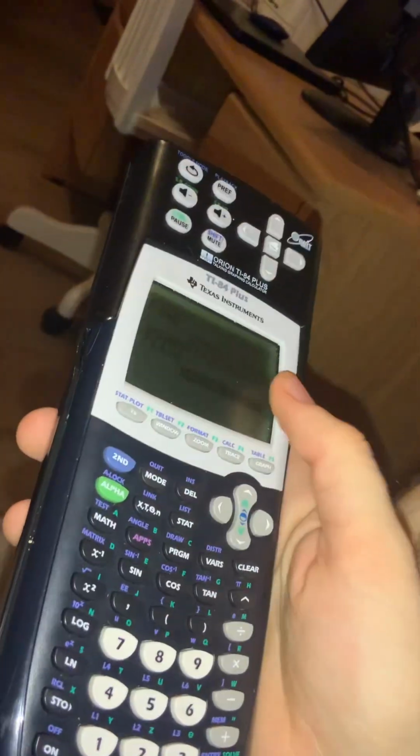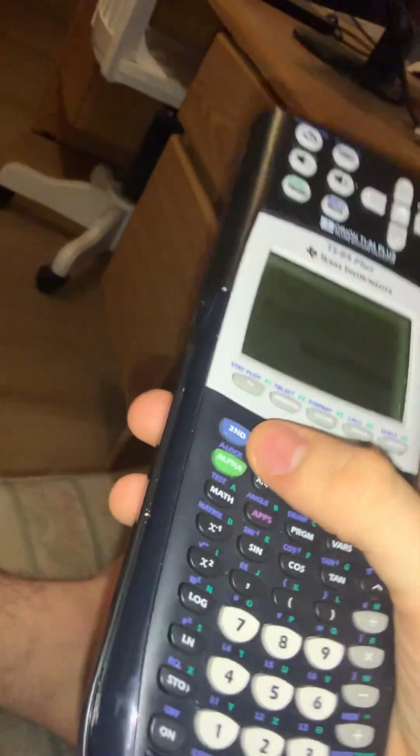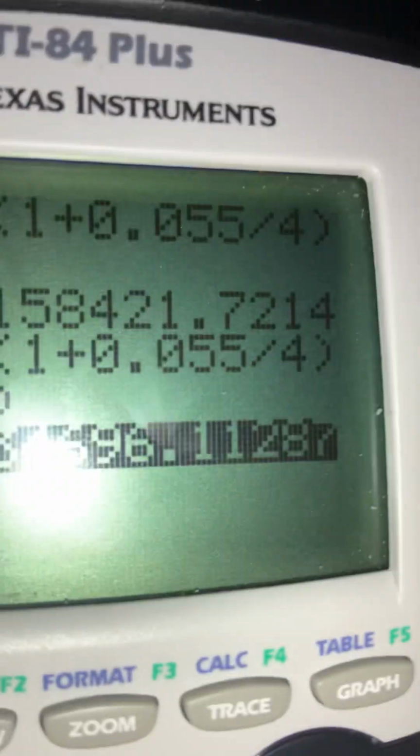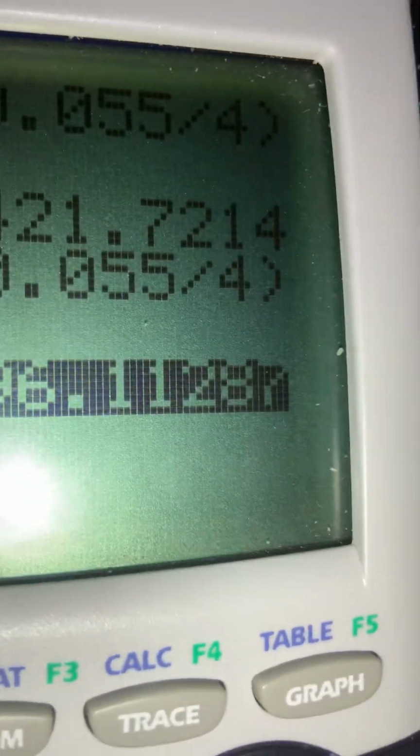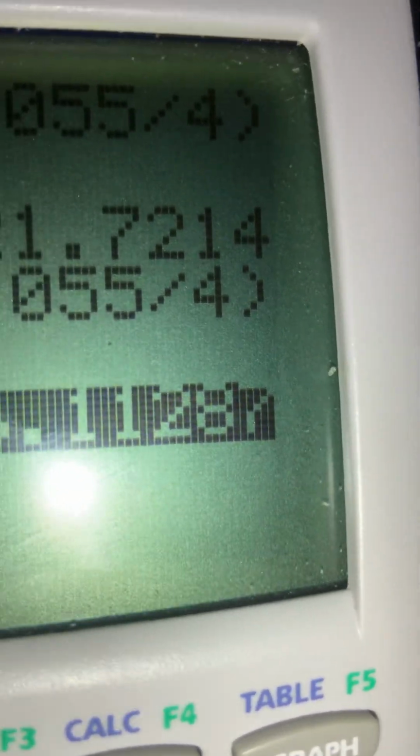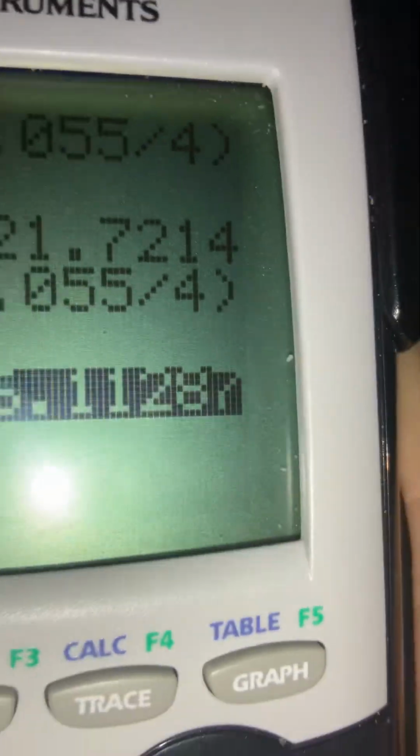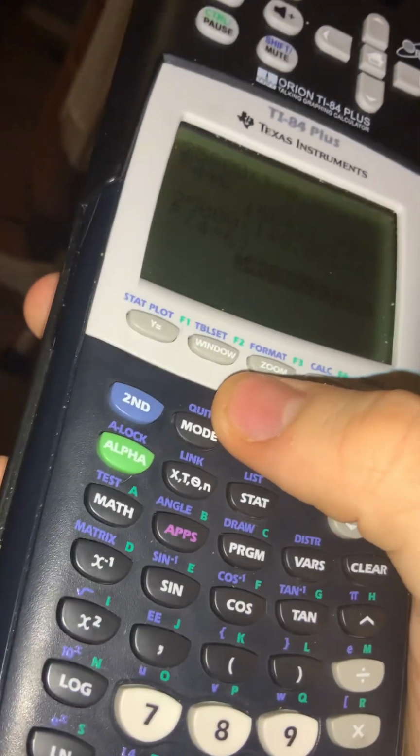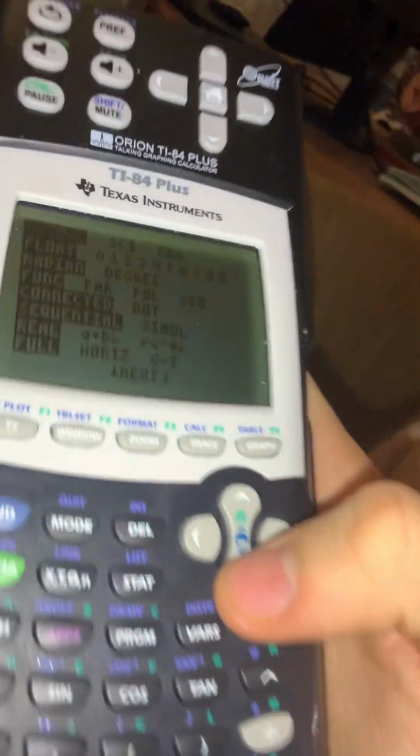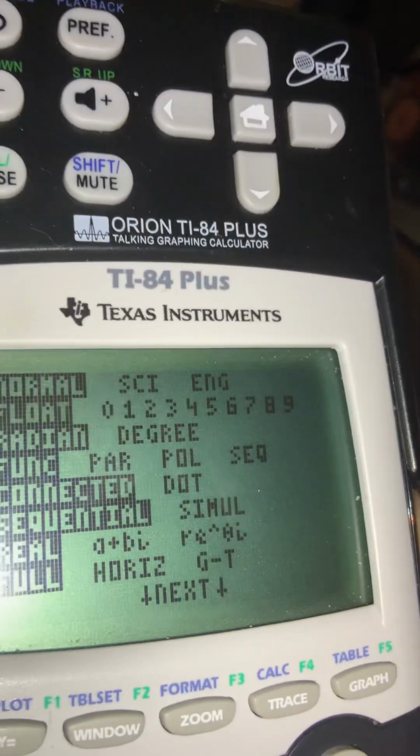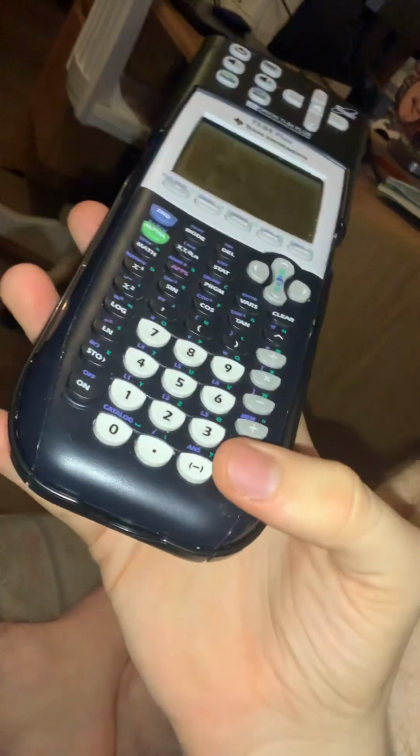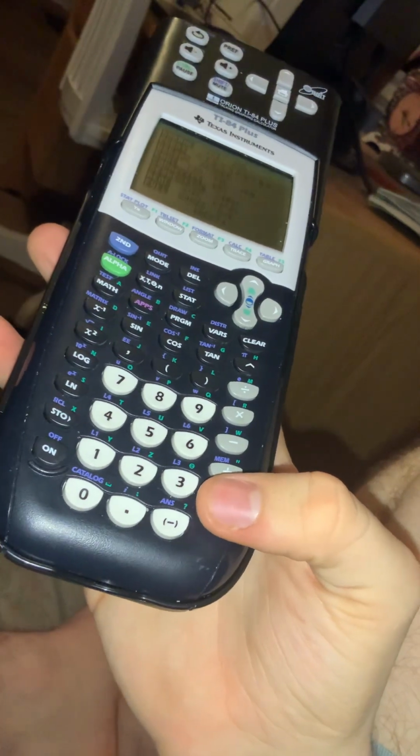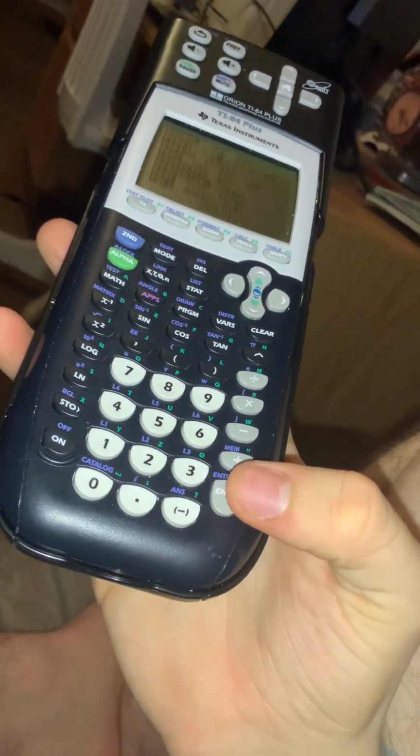But now, say if you have to round to the nearest cent. So what you do now is you have yourself a number, you have yourself a decimal, but it's like 3 places, but you only want 2 places for the nearest cent. So here, I'm going to hit mode, and then I'm going to go to the float menu, and then I'm going to hit 2 because I wanted to round to 2 decimal places.